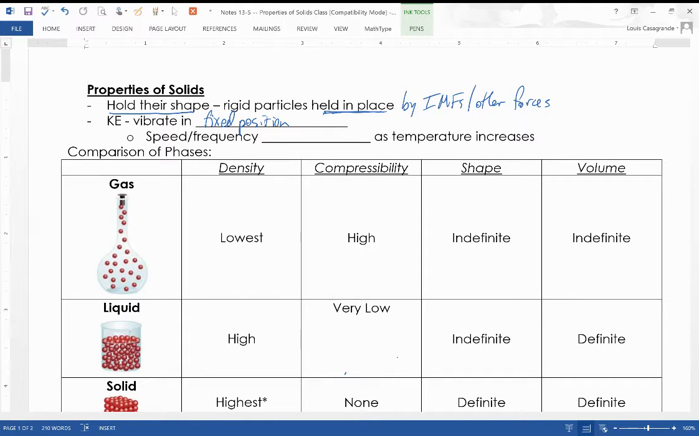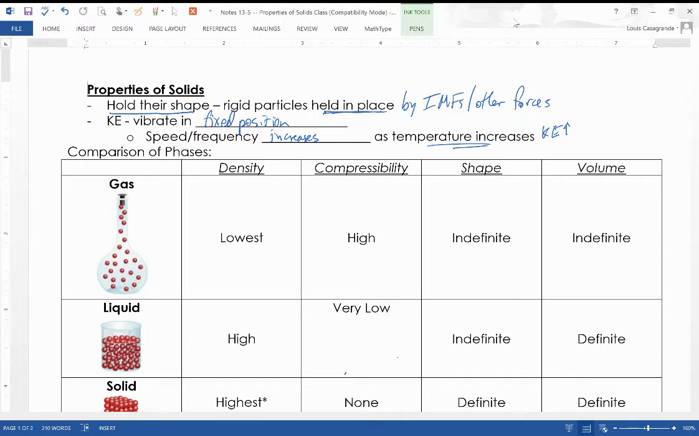The speed or the frequency of the vibration increases as the temperature increases, because more kinetic energy gives you more energy to move around. And when we talk about phase changes, we're going to see how increasing that speed and increasing the frequency is actually going to lead to changes in phase.